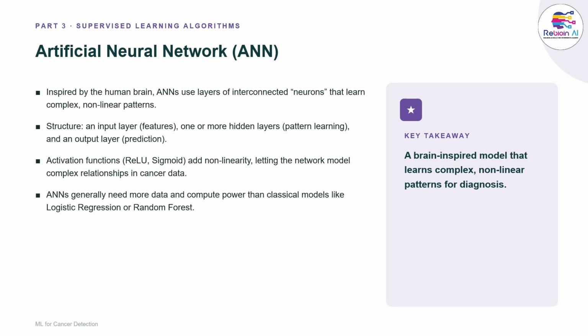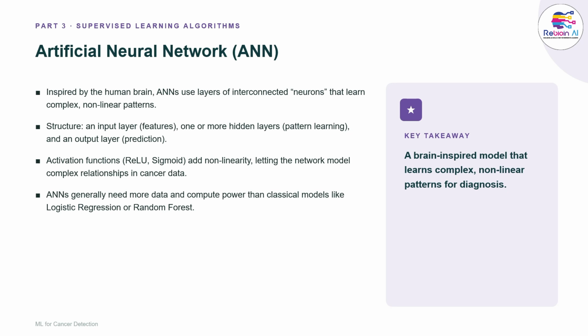Each connection has a learned weight, similar in spirit to logistic regression, but stacked across many layers. What makes ANNs powerful is the activation functions like ReLU or sigmoid applied at each neuron, introducing nonlinearity. Without it, no matter how many layers you stack, the network would behave just like logistic regression. Hence, activation functions are important.